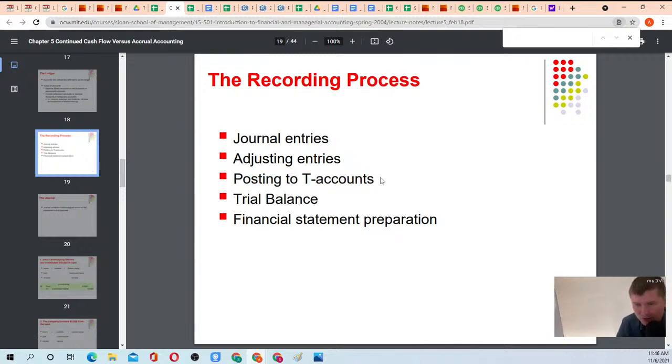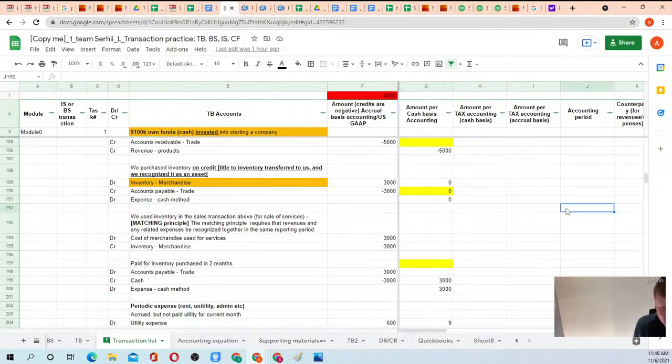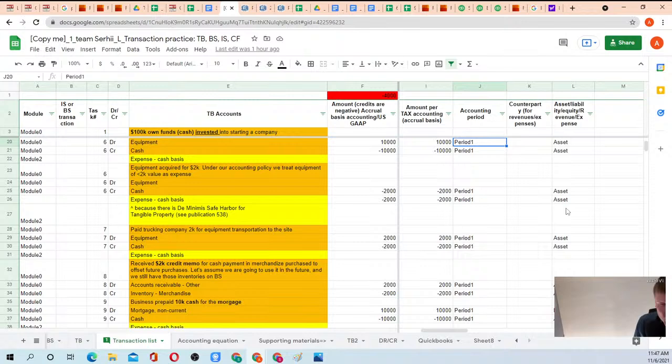Then posting to T accounts. Again, there are no T accounts in QuickBooks. We do not usually work in any T accounts in QuickBooks or other software or in spreadsheets. So basically, that posting to T accounts is just summing up all debits and credits. Like in our homework. Remember, in our homework, we worked on a transaction list, and we have the accounting period here. And at the beginning, we put period 1 here.